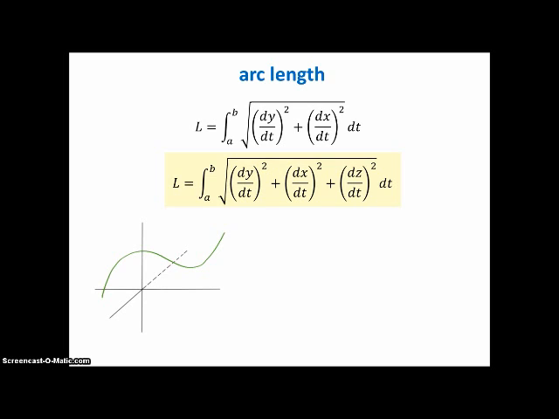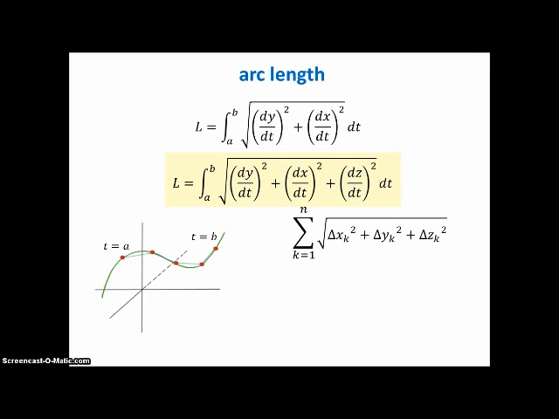Here's a curve in space. If we want to know the length of that curve between these 2 points, t equal a and t equal b, we can approximate it with line segments. And the length of each line segment, using the distance formula, is the square root of the difference in the x values plus the difference in the y values plus the difference in the z values, all squared, of course. So if we wanted to approximate the length of the curve from a to b, we would add up however many line segments we had.